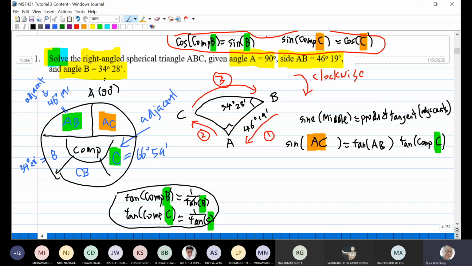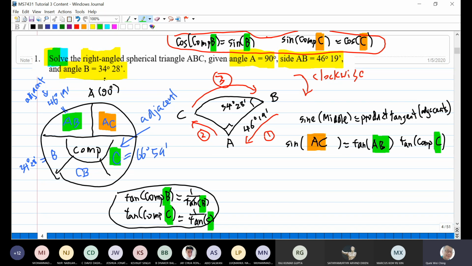Okay, AB doesn't need cotangent because AB is on the upper half. So this one, AB here, you don't need cotangent. However, C you need cotangent because C is in the lower half of the view. So tangent cot C.